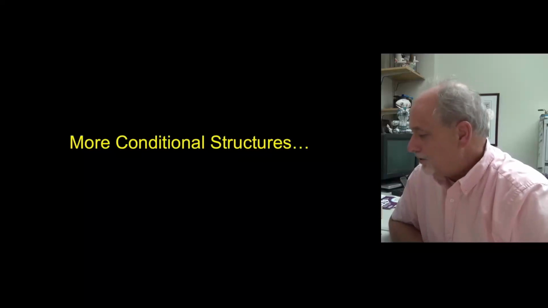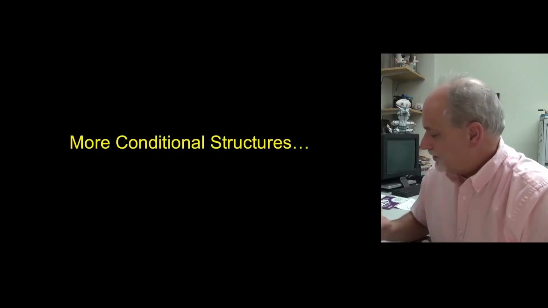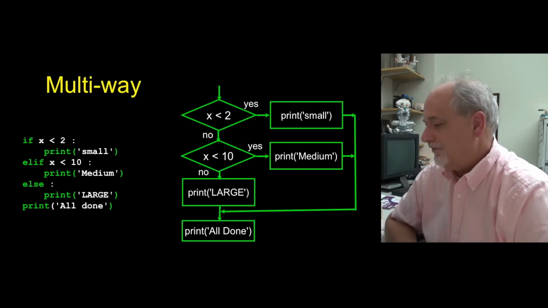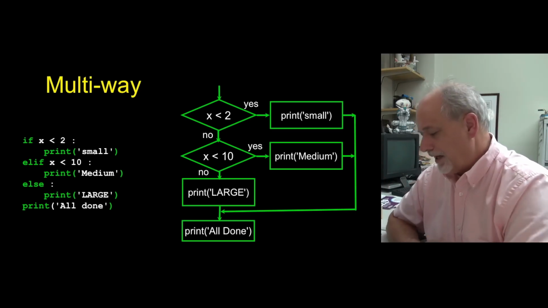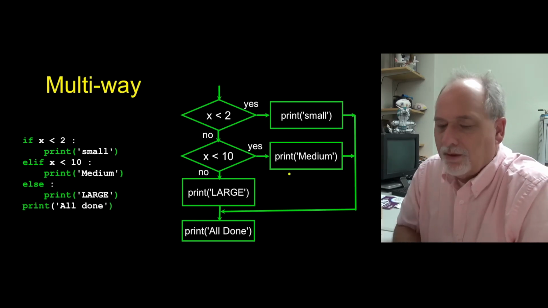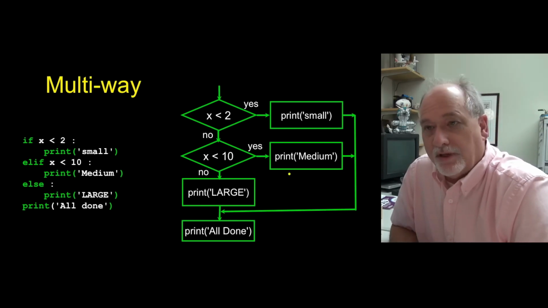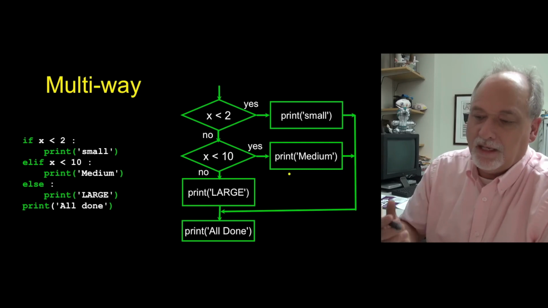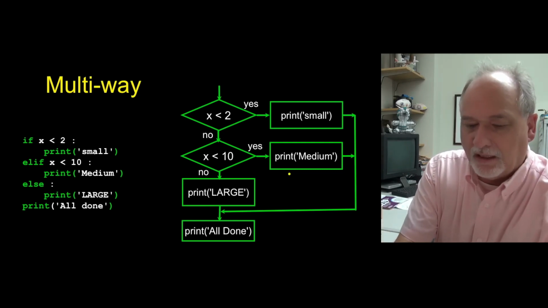So welcome back. Let's talk a little bit more about some more complex conditional statements that build on this concept of if and if-then-else. The first thing we're going to look at is the multi-way branch. The idea is it's kind of like the if-then-else, where you pick one of two, but now we can pick one of three or one of four or one of five. And it introduces a new concept called the elif.